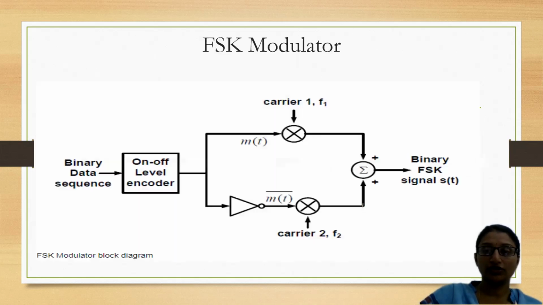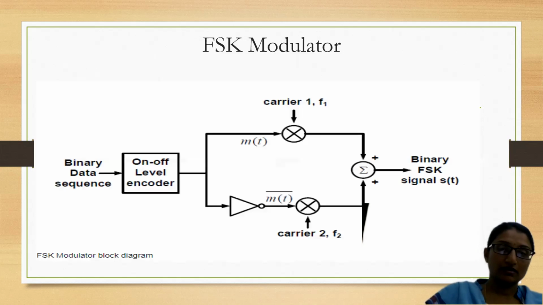Coming to the FSK modulator. Whenever the frequency is high, a carrier frequency F1 is given to the binary input. Whenever the binary input is high, F1 frequency is transmitted. Whenever binary 0 is transmitted, low frequencies are transmitted as the modulated signal.